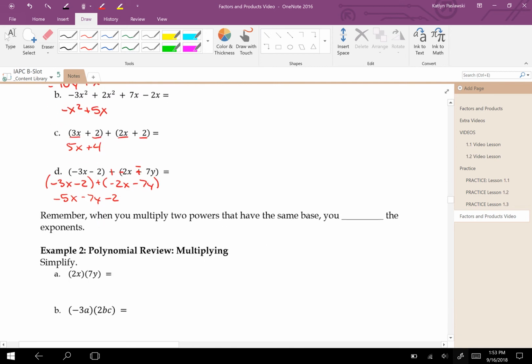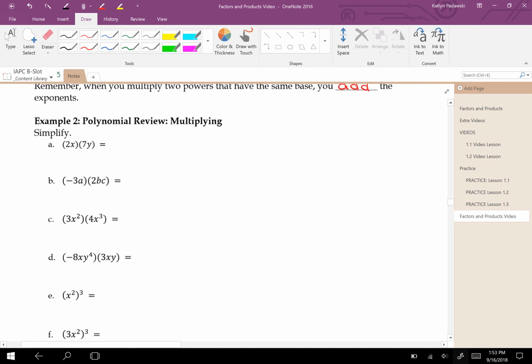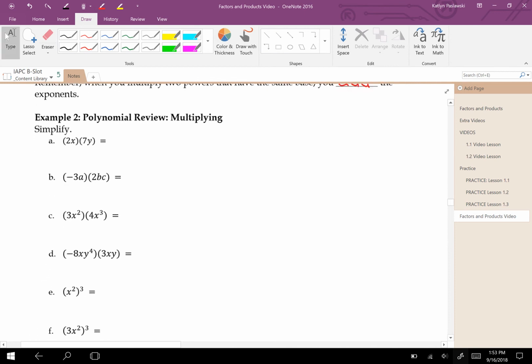Now we're going to get into the review of multiplying polynomials. We have to remember that when you're multiplying two powers together that have the same base, you're going to add the exponents. So what does that look like? I have here 2x multiplied by 7y, so 2 times 7 gives you 14, and you're just adding the variables, so we have x and y as a variable. -3a multiplied by 2bc, so we have -6, and combining the variables a, b, c.